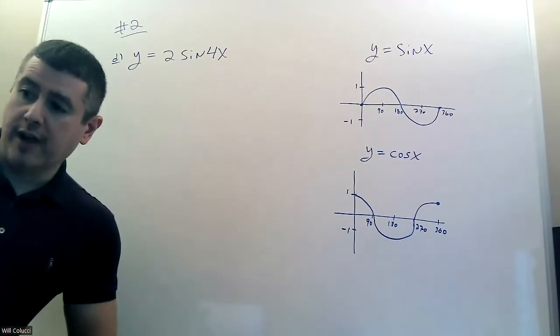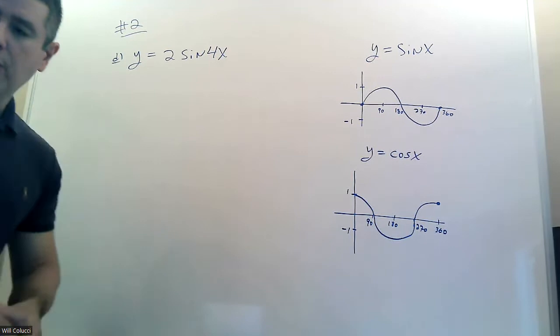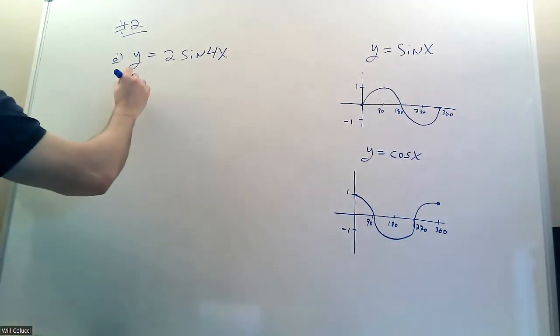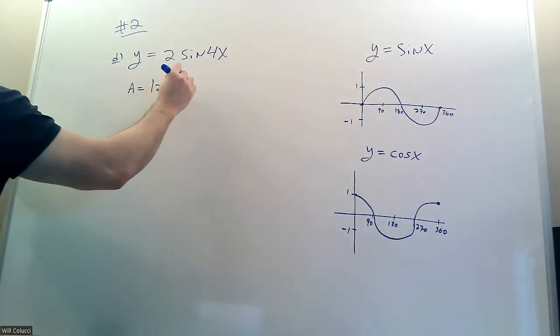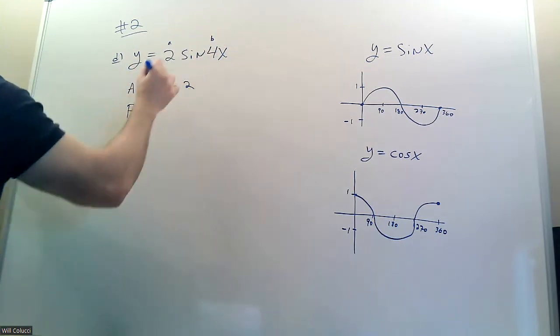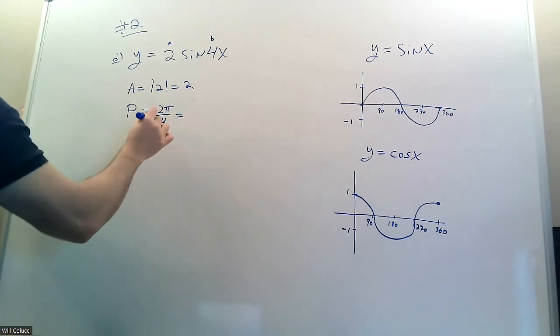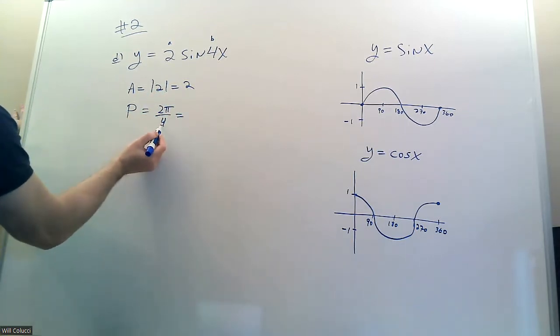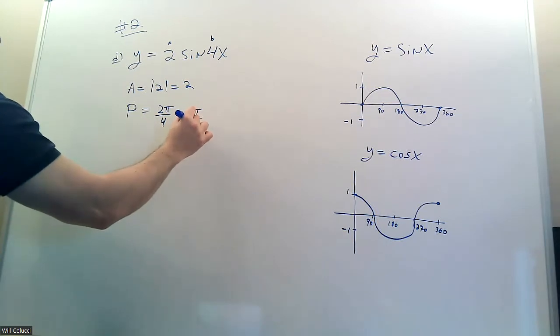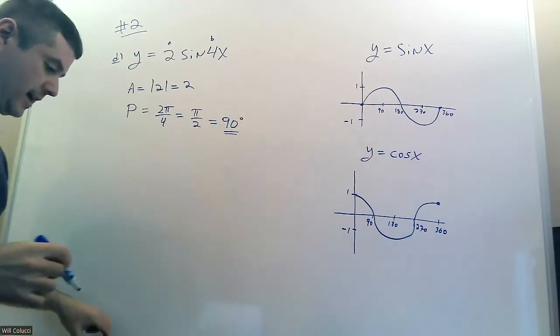Finally, the last one. And unfortunately, it is a pain. I'm going to need a lot of room to draw this one. Again, the amplitude, piece of cake. Absolute value of 2 is 2. Period. Remember, there's your A, there's your B. Period is 2 pi over B. Reduce that. 2 goes into 4 twice, you get pi over 2, which is 90 degrees. Now, why am I doing that?